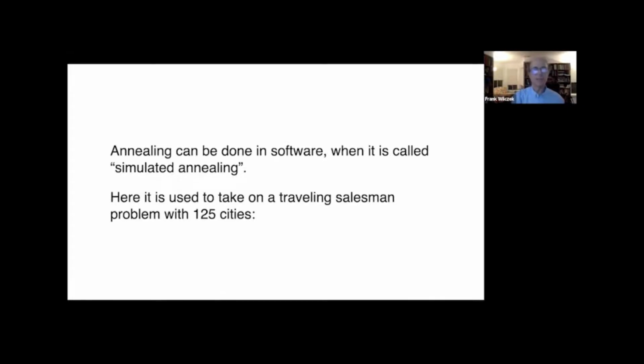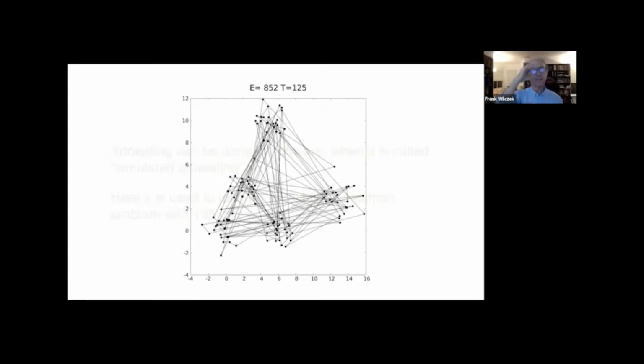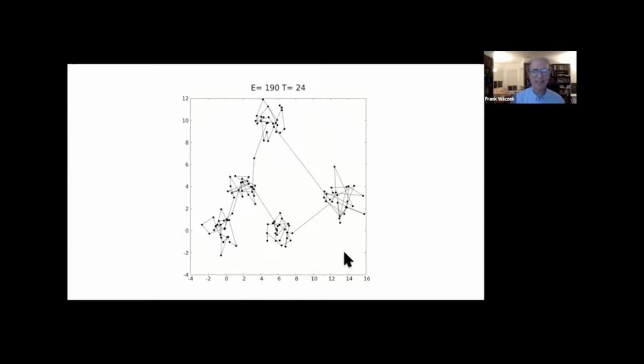I'll show you a little video of how effective it is in finding the shortest route for a salesman who wants to visit all these cities exactly once. So you start off with a more or less random guess for which order of cities to take, and then you cool it down, impose energies, and take the energy out, and it settles down into a very good path. That's an efficient way of visiting all these cities.